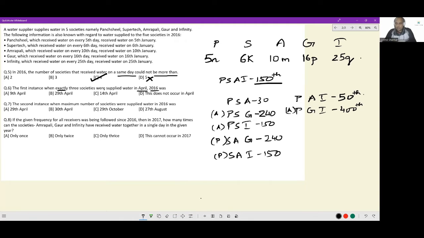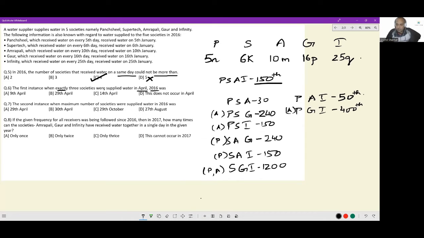Okay, now SAG we have done. SAI we have done. SGI is the next pair to check. SGI: 6, 16, 25. So 1200. If we go to 1200, we will also get P and we will also get A. So this is anyway not great.